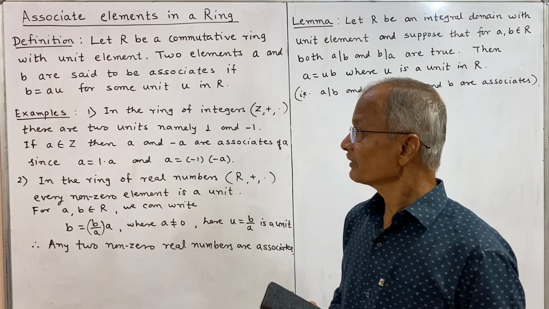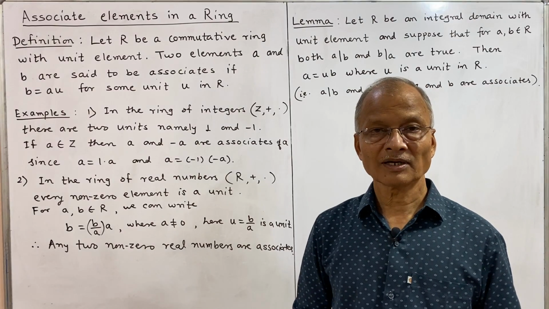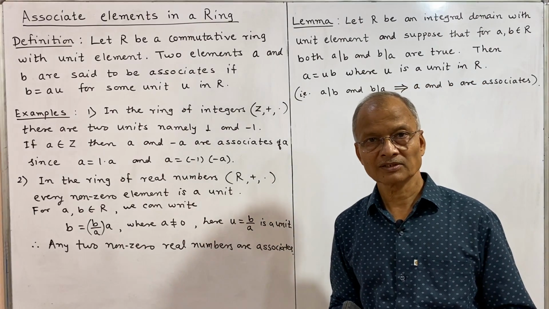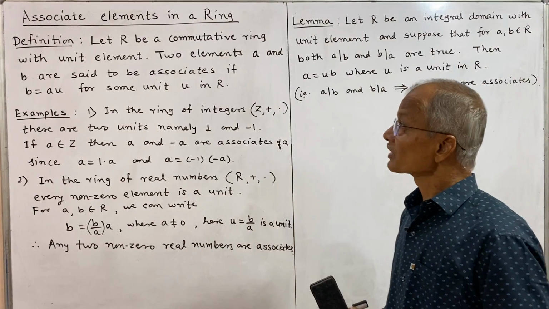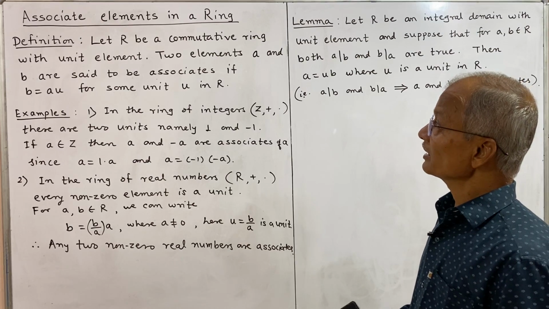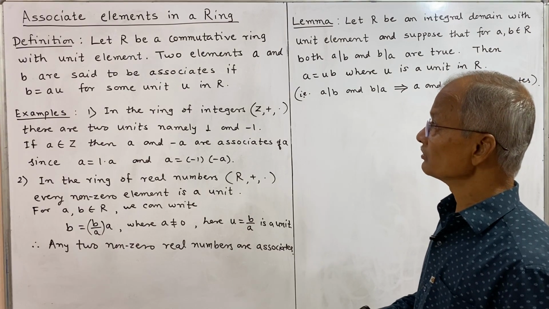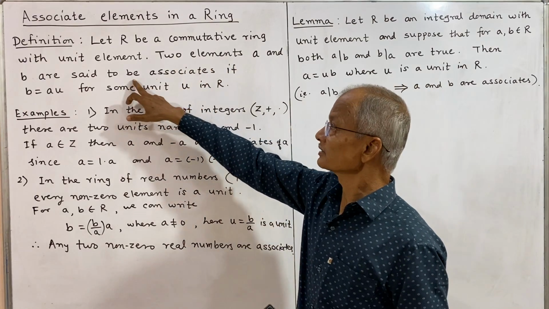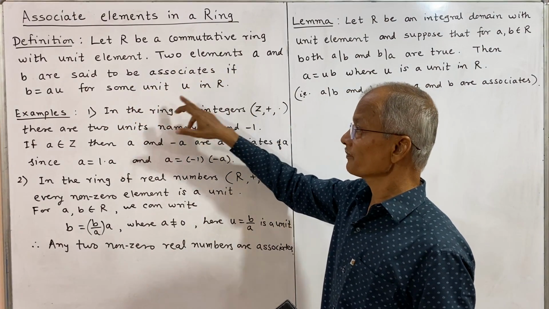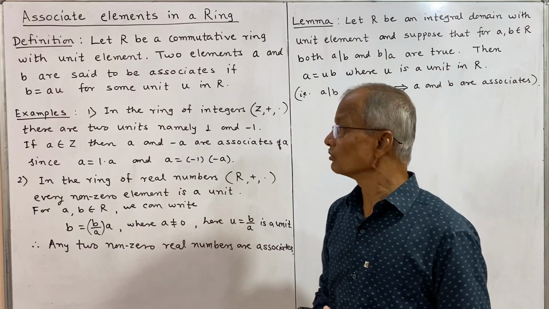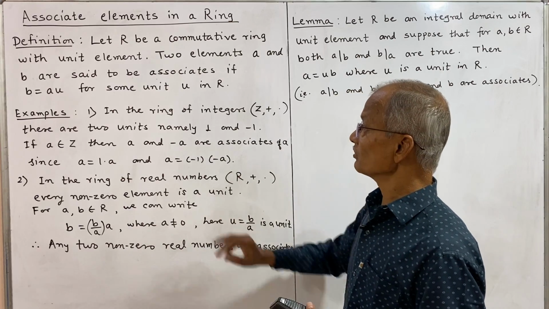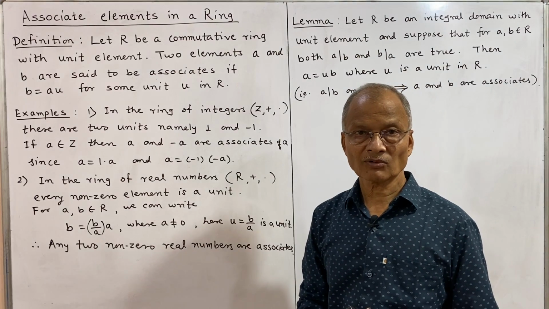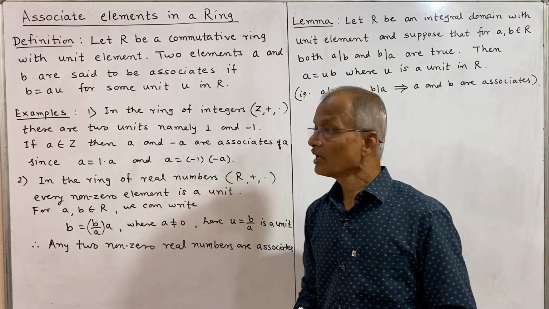I have written here the definition, examples, a result and some problems that we shall discuss in today's lecture. The definition is: let R be a commutative ring with unit element. Two elements A and B are said to be associates if B is equal to A into U for some unit U in R. We have studied in our earlier lecture what is a unit in a ring.